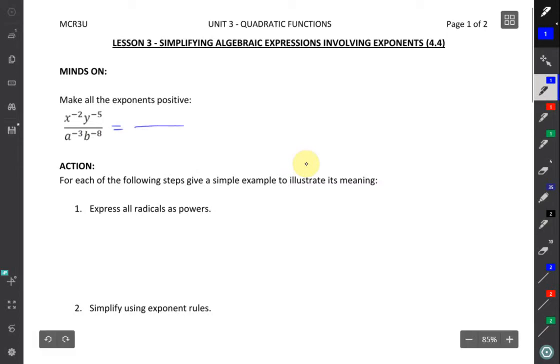So starting with the top, I want this a to the minus 3 to have a positive exponent, so I will move it to the numerator. And similarly with the b to the minus 8. The x to the minus 2 in the numerator on this original expression, I will now move to the denominator, and I will have x to the 2, and the y to the negative 5 will now be y to the 5.